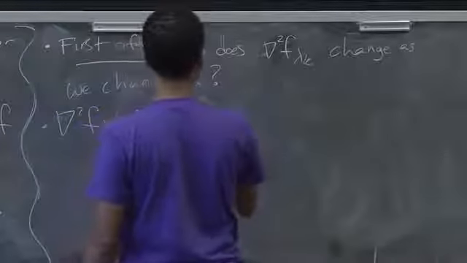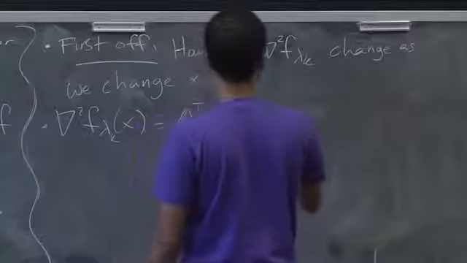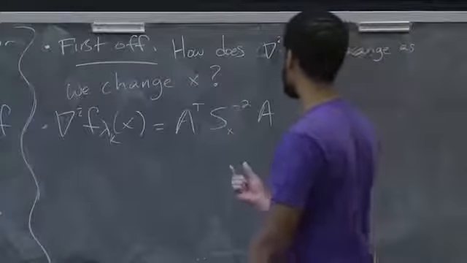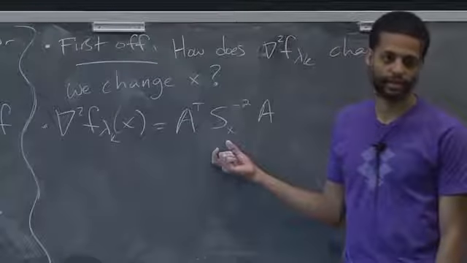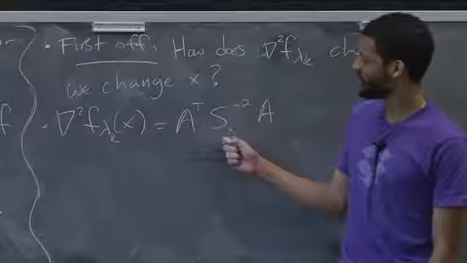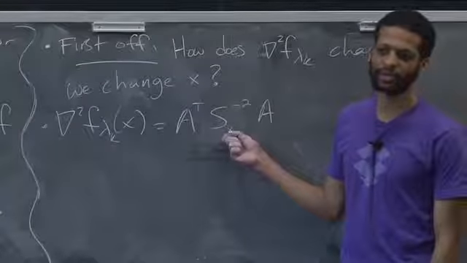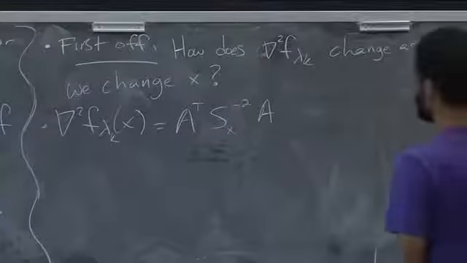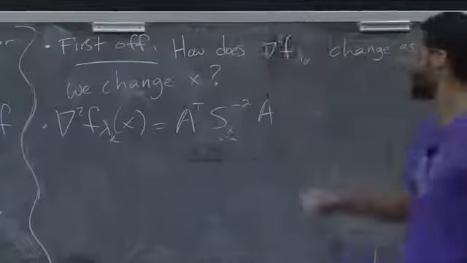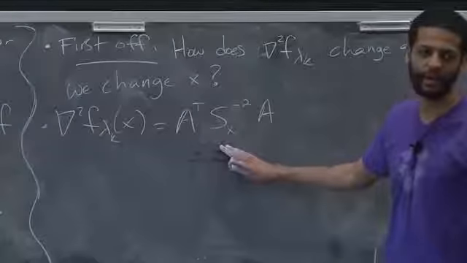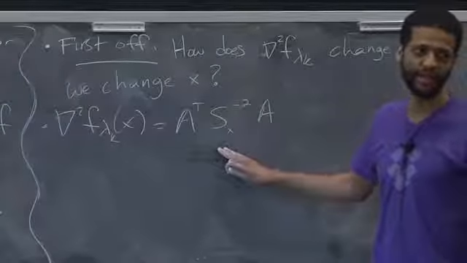Now remember, the Hessian, we said, is just this thing: the Hessian of f_lambda at x is A transpose S_x to the minus 2 A. It doesn't actually depend on lambda at all. So really, the only thing it depends on are the slacks. Because if you take a spectral decomposition of this matrix, the eigenvalues correspond to the slacks. So the only matrix that's changing as you vary x is the slacks. I want to understand how the slack eigenvalues change as you change x.